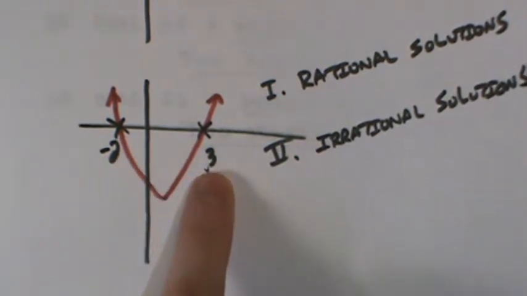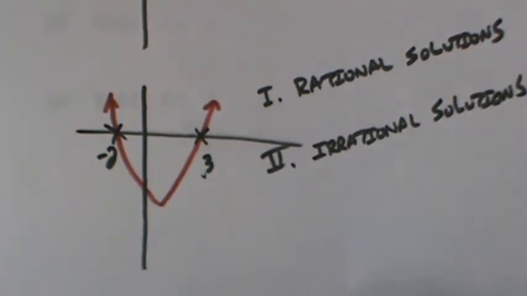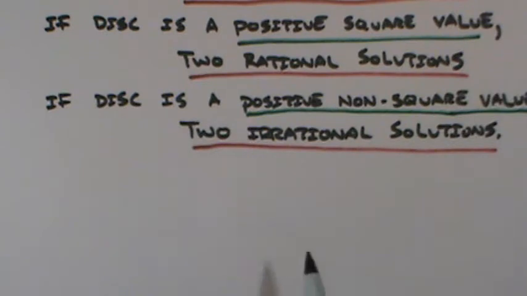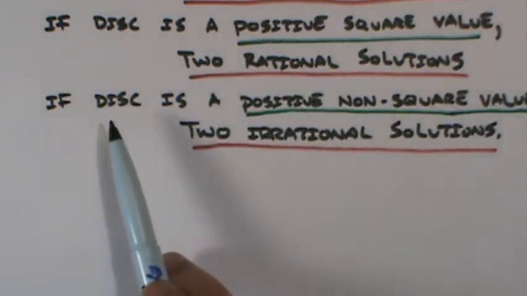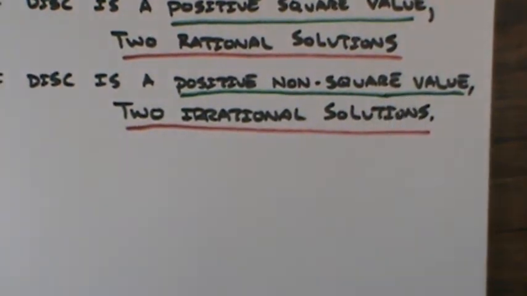2/5 and 3/7 are considered rational roots because they're fractions, and when written as decimals, they either repeat or terminate. The other scenario is if you plug the numbers into the discriminant formula and you get a non-square value, like 3, 5, 7, 15, then that means you would have two irrational roots, two irrational solutions. Those are numbers that when written as decimals, do not repeat or terminate.